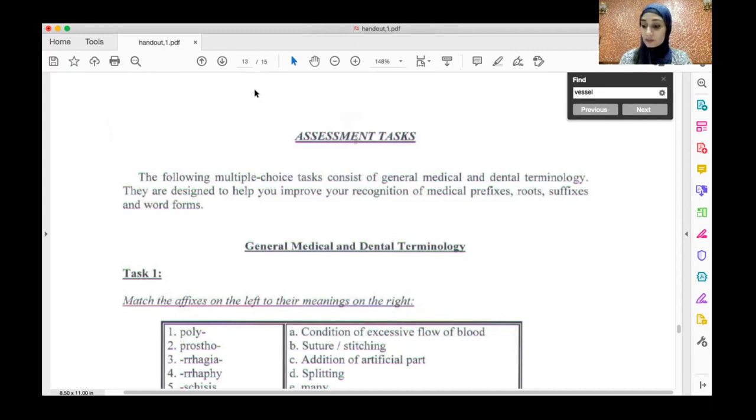Again, let me remind you of the types of the prefix. Yes, it can indicate time or speed.